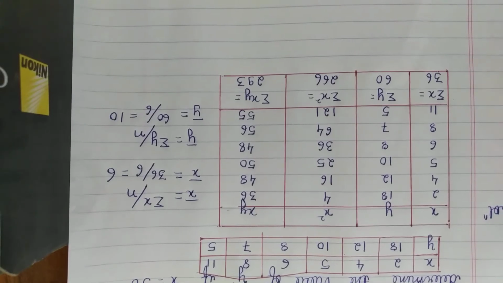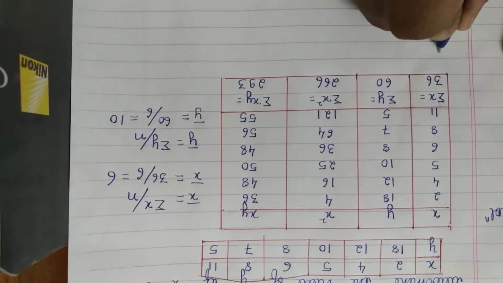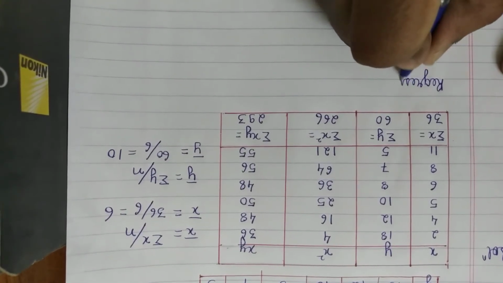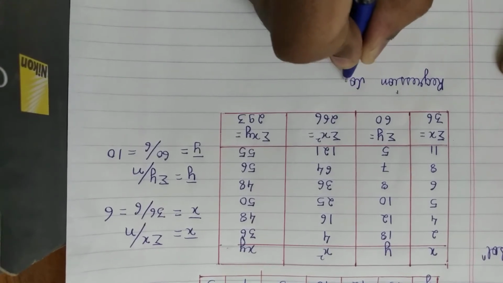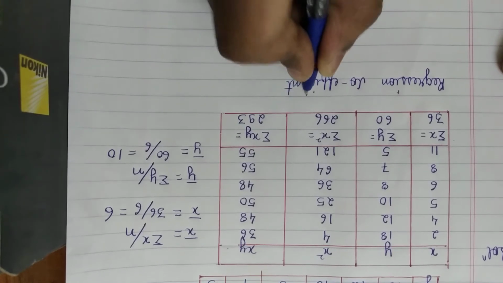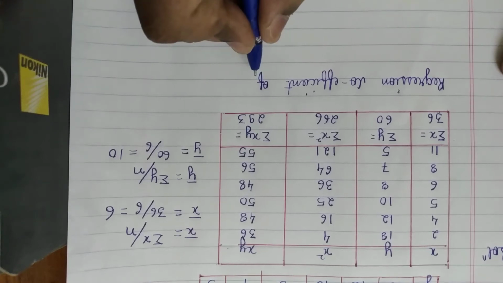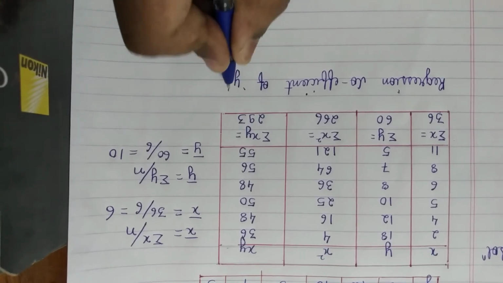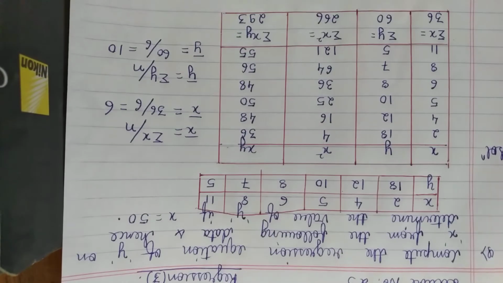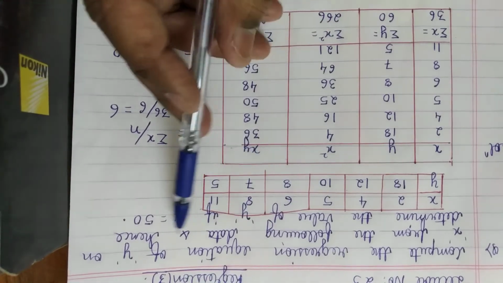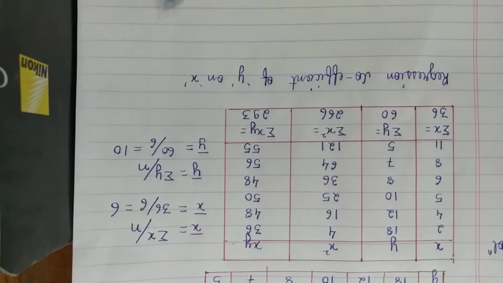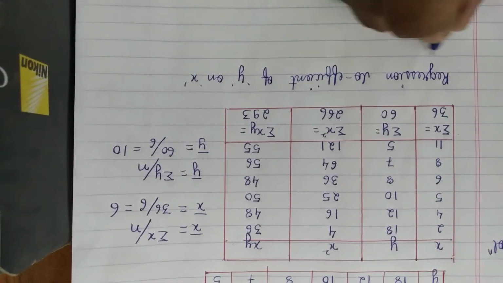Now the next thing is you have to find the regression coefficient. So I'm just writing it down, regression coefficient of y on x. Because we are going to find out a regression equation of y on x. Here they've asked for the regression equation of y on x. The regression coefficient also should be y on x. Okay, so what is the formula to find out y on x?